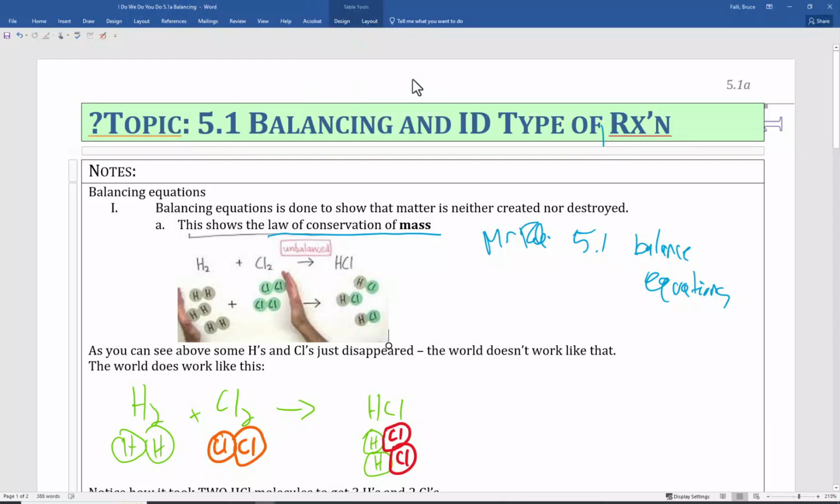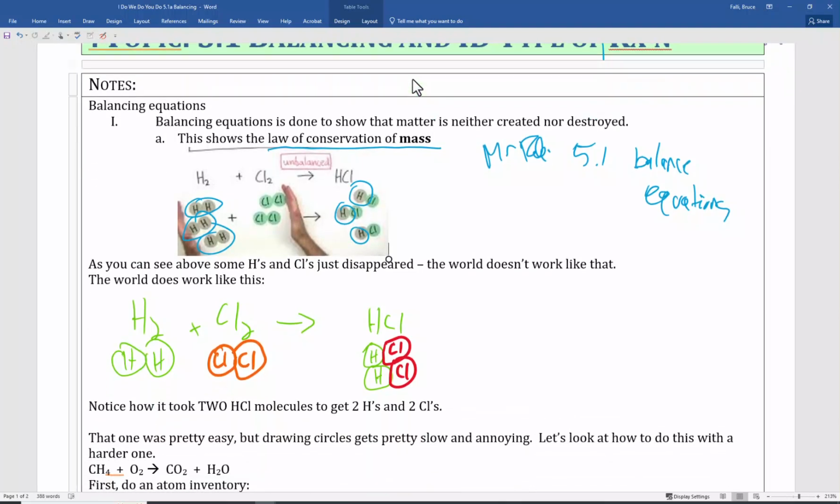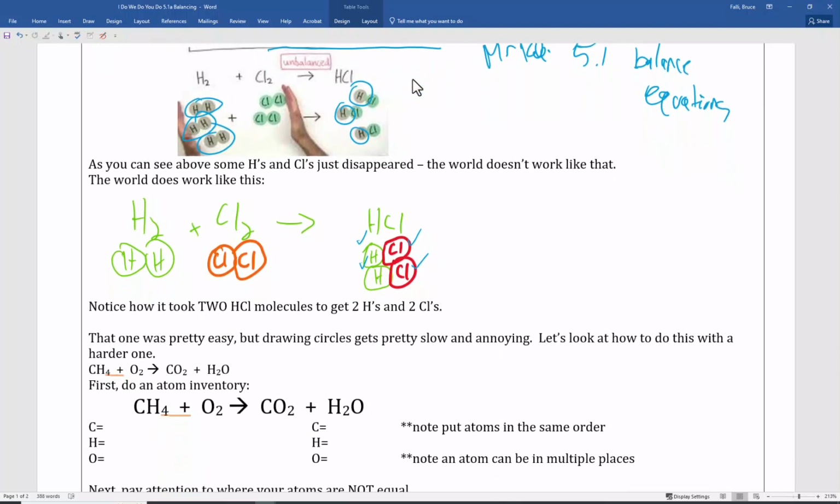So that means over here, if I have 2, 4, 6 hydrogens, over here I have to have 1, 2, 3, 4, 5, 6. That can't happen, right? Some H's and some Cl's just disappear. The world doesn't work like that. The world works like this. So if I have 2 H's and 2 Cl's, I'm going to come up with 1, 2, 3, 4, right? So that's going to have the same number of atoms on both sides, okay?